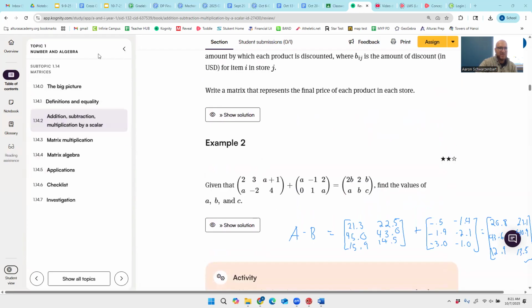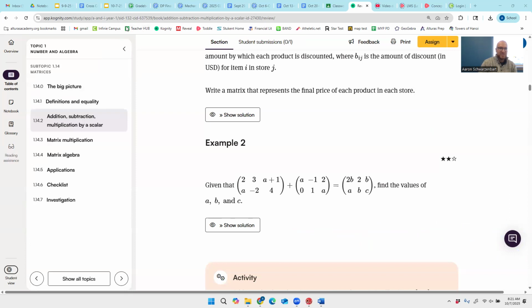A, B, and C. I'm going to start by just writing some things out. 2 plus A equals 2B. 3 minus 1 does equal 2. A plus 1 plus 2 equals B. Okay, I'm going to solve for A and B now. It's kind of the same as the other one, but now they've got addition.